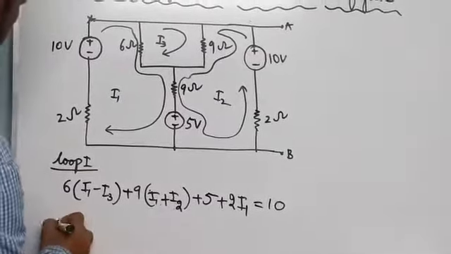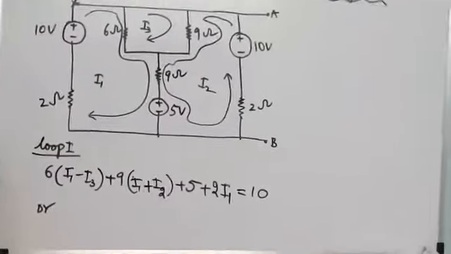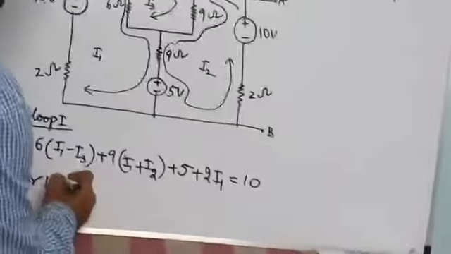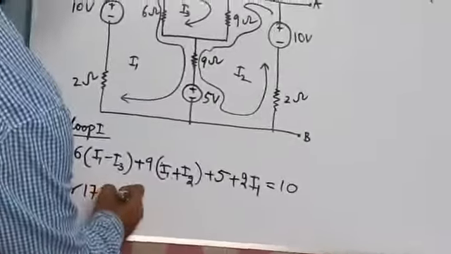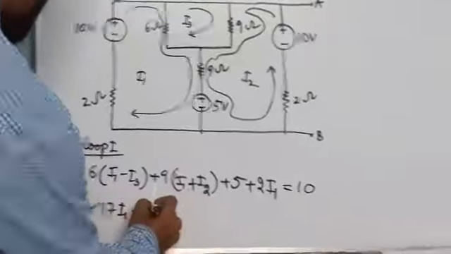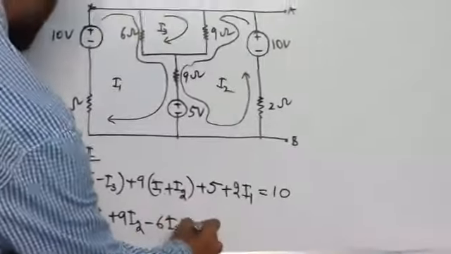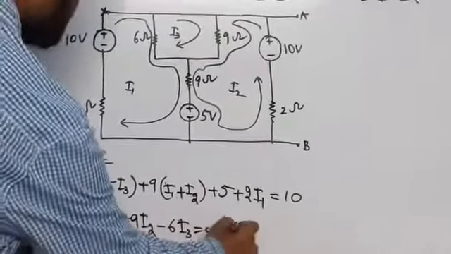Now I will rearrange, rewriting that equation once again. So 17 I1 plus 9 I2 minus 6 I3 is equal to 5, equation number 1.